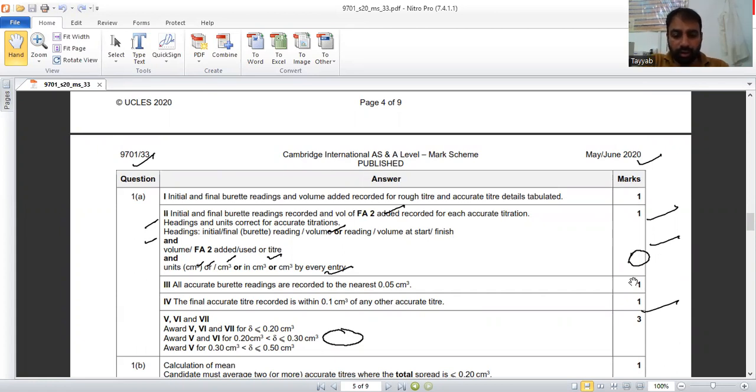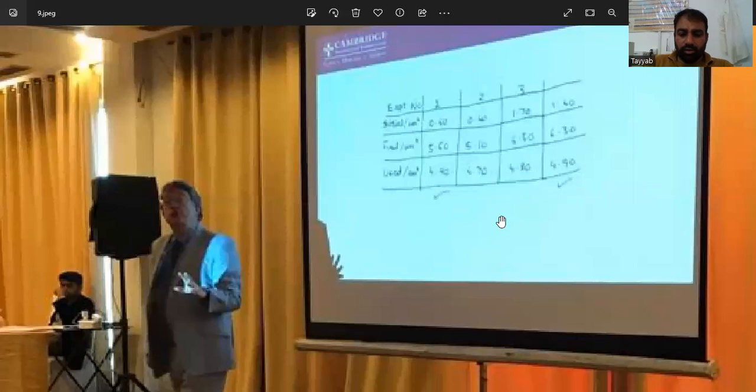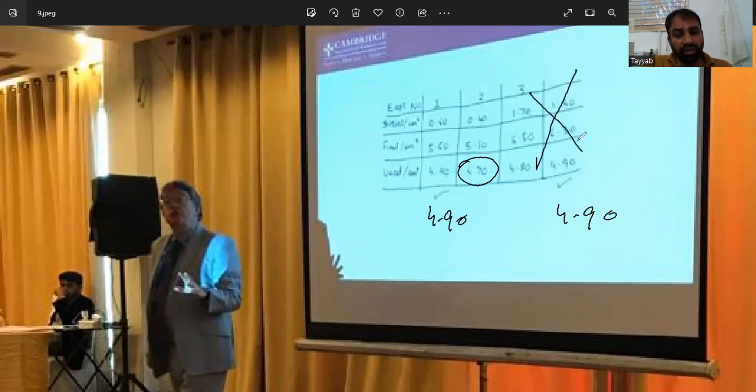I would like to go to the pictures again. Hopefully you understand what the mistake is here, that this is 4.90. Again, I'm explaining this 4.90, and this is more than 0.1, which is making this whole titration wrong. No marks will be given for this whole table, remember it.